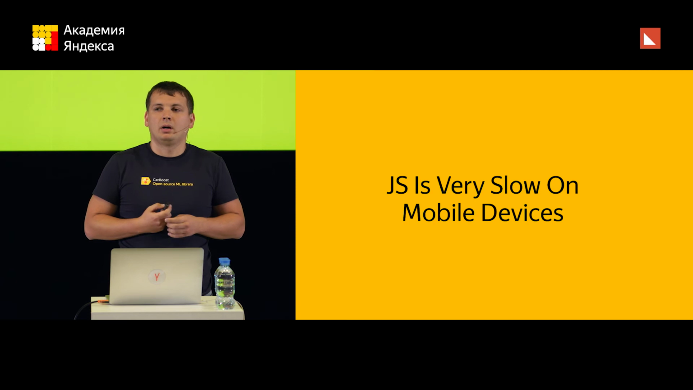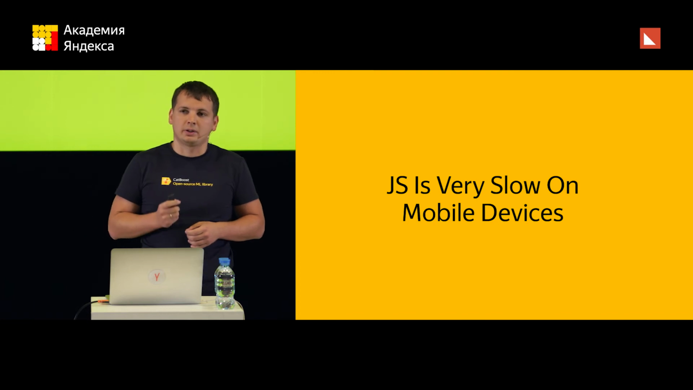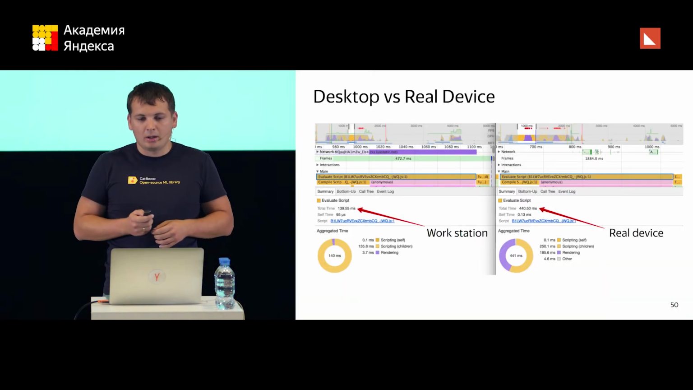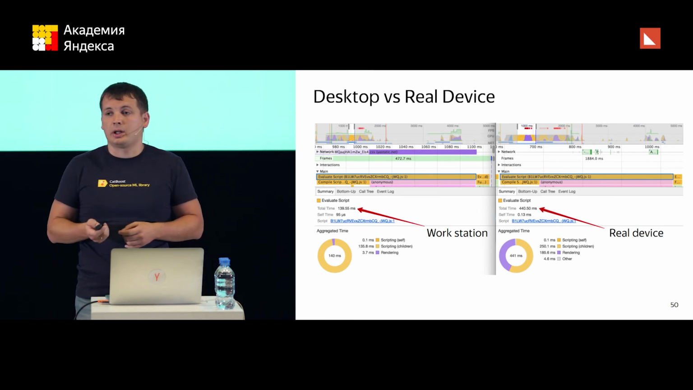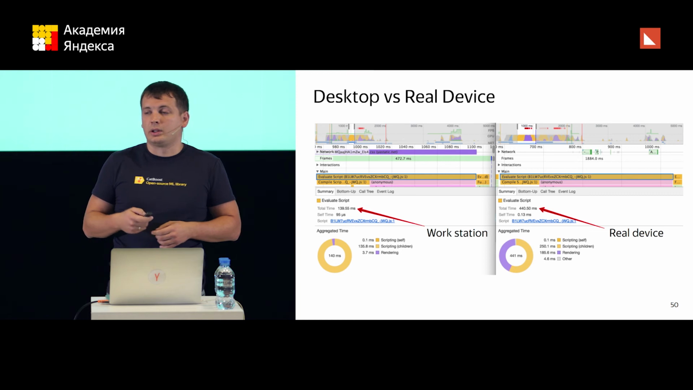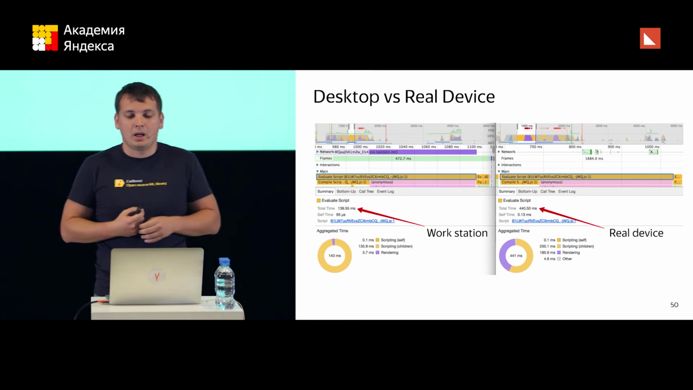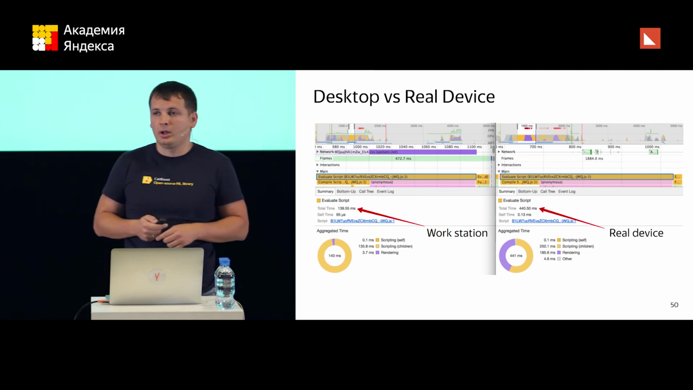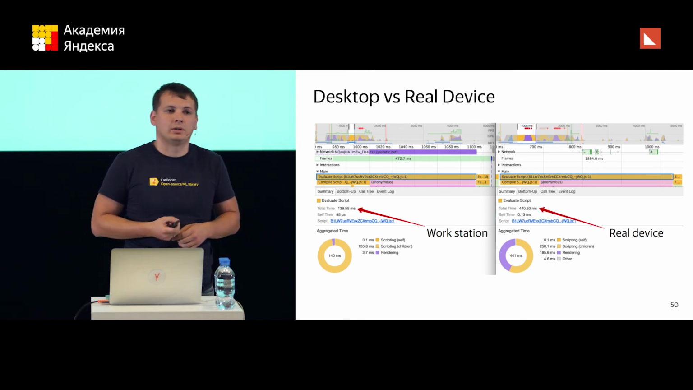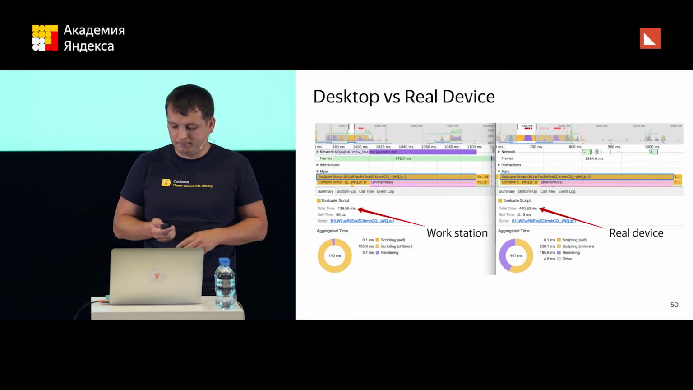The main thing I want you to remember is that JavaScript runs very slow on real devices. And you can easily make sure. Just open developer tools on a real device and check the time that it takes to execute the JavaScript code of the same parts. In this example, we have 140 milliseconds on a workstation and 440 milliseconds for the real device. And that was quite an expensive device, about $500.